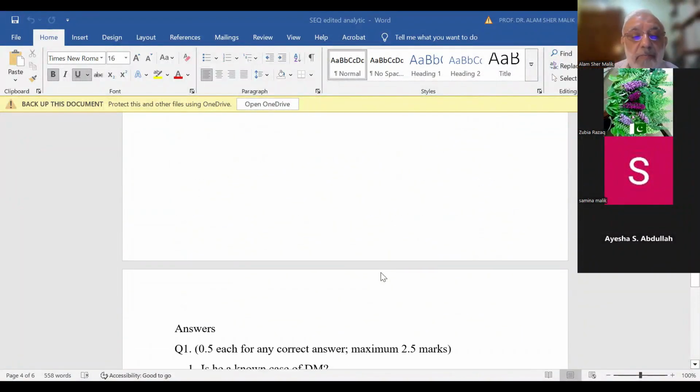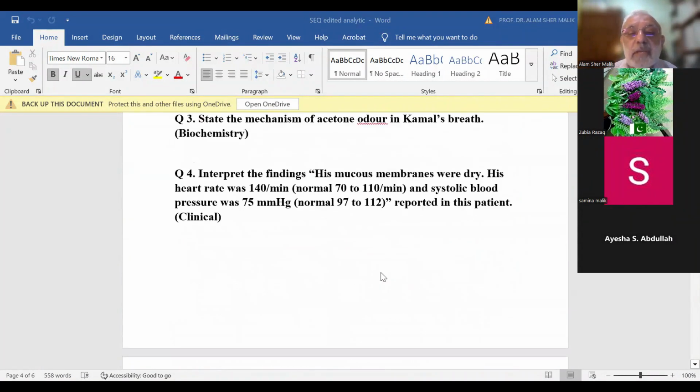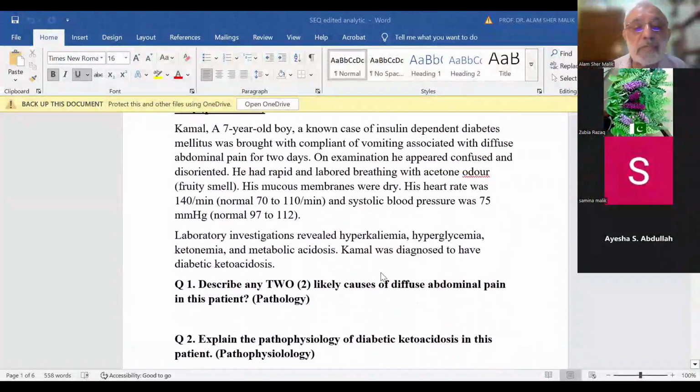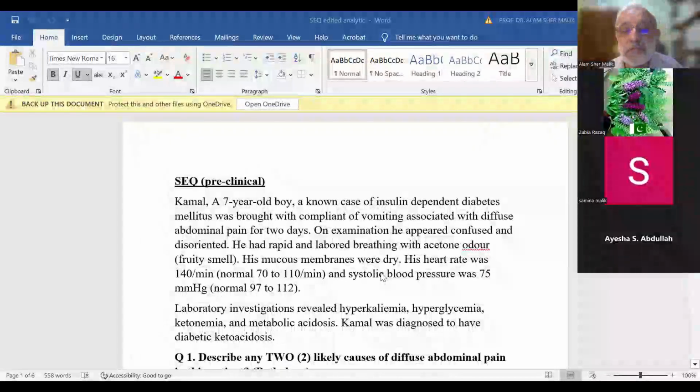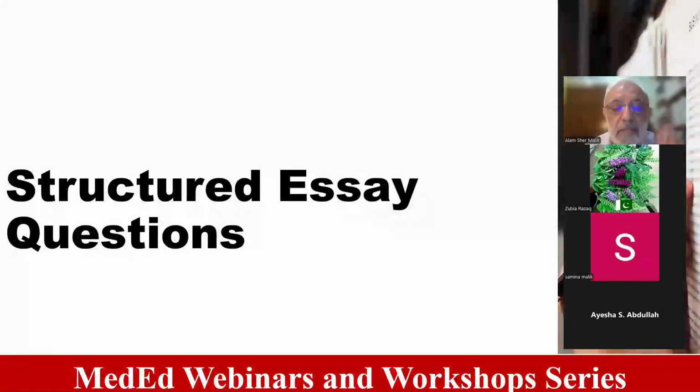So you can see that with the same scenario, depending upon the level of the students, we can have questions related to both basic sciences and clinical. So this is, let's say, one example. The same scenario can be used for the initial years, where we can change the scenario accordingly.